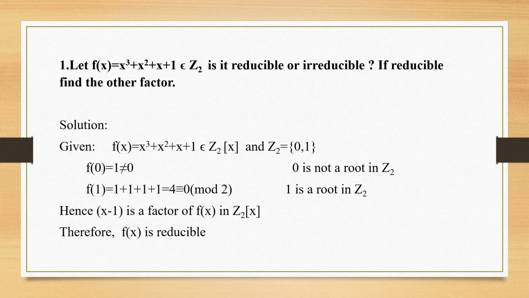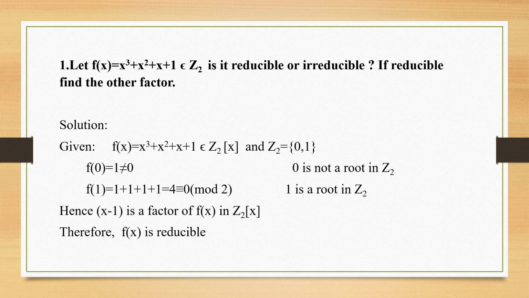So the first problem: let f of x is equal to x cube plus x square plus x plus 1, which belongs to Z2. Is it reducible or irreducible? If reducible, find the other factor. There are two questions here. First we need to answer whether the given polynomial is reducible or irreducible over Z2. And the second question, if it is reducible, you have to find the other factor. So how are we going to proceed?